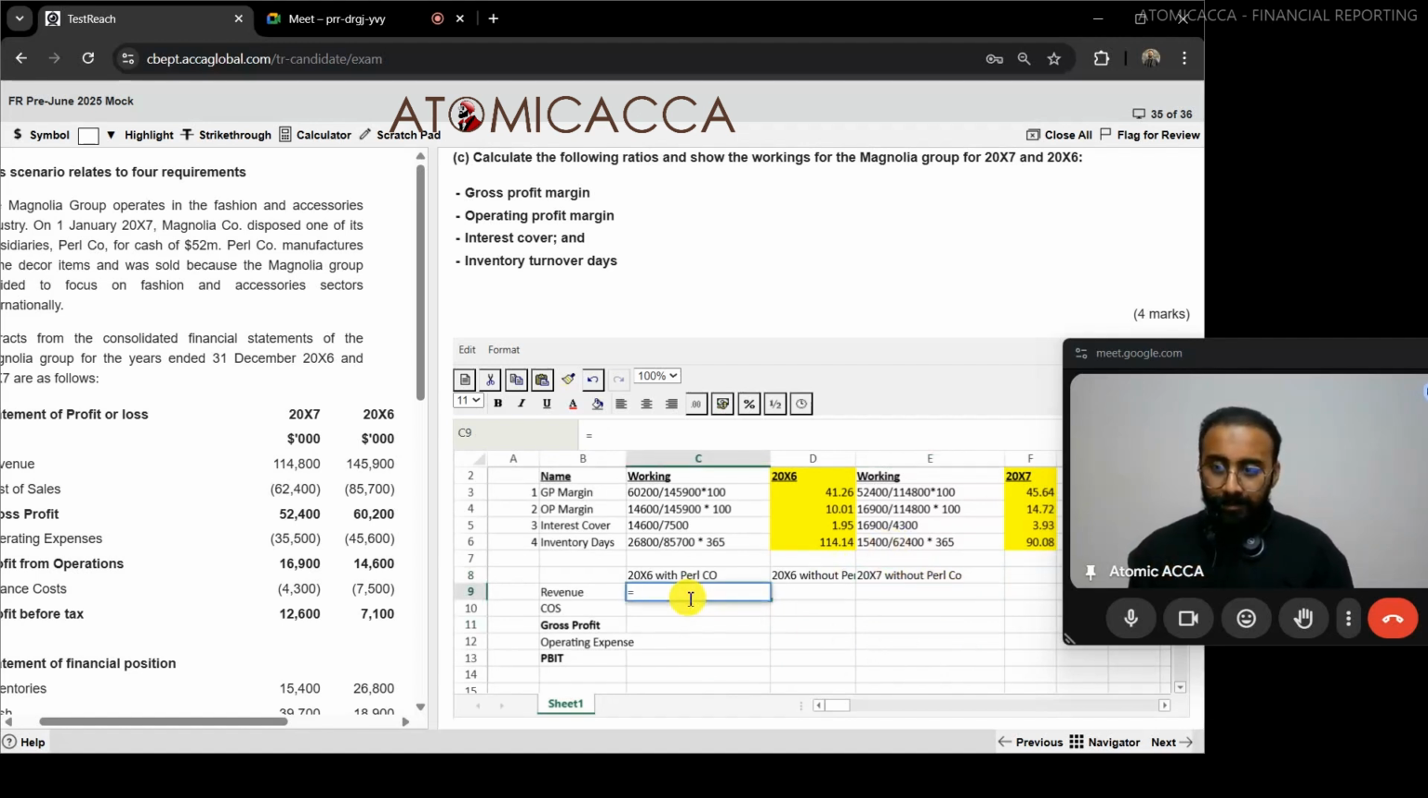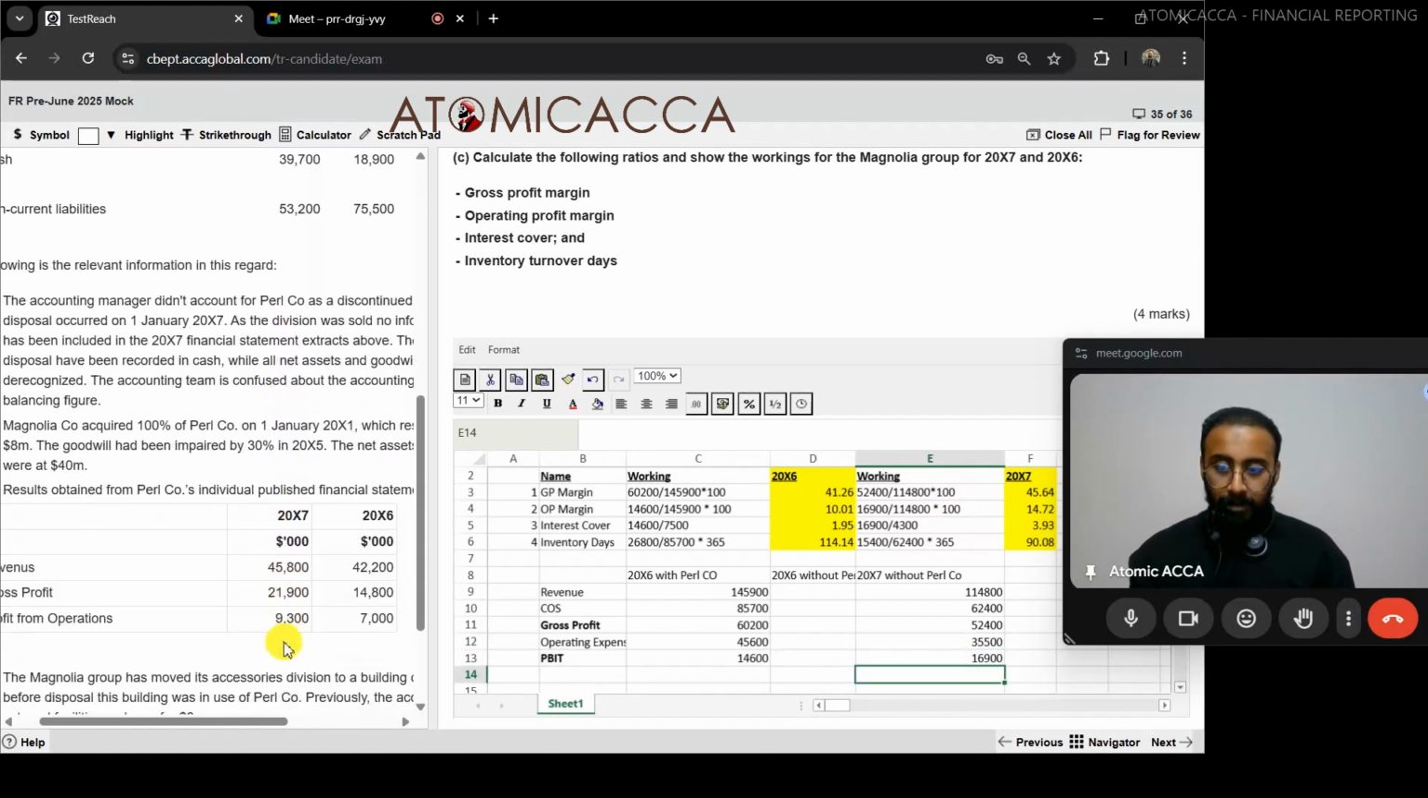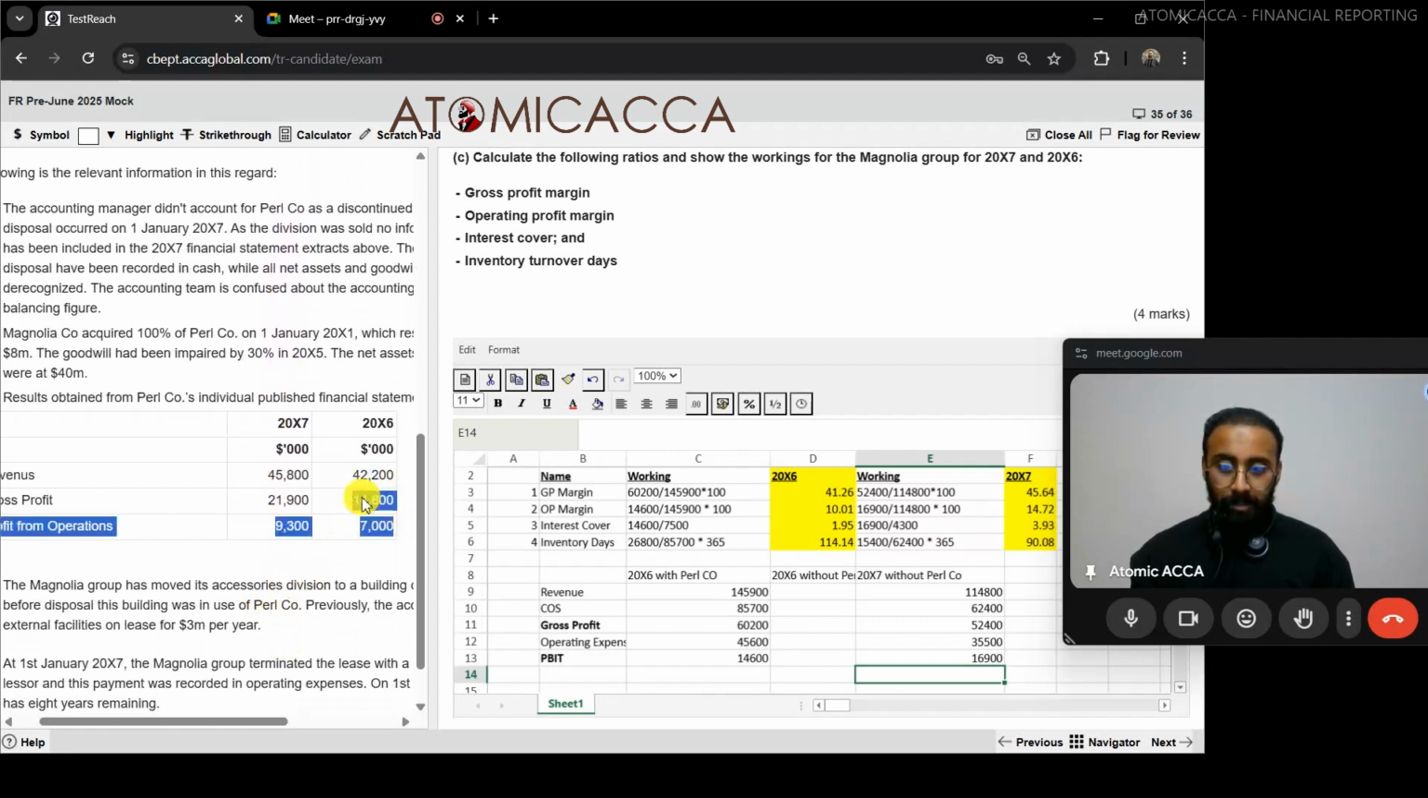How will we do that? Revenue over here for 20x6 is 145,900, 85,700, 16,200. Operating expenses given 45,600, and finally we have 14,600 over here. What are the figures without Pearl company? 114,800, 62,400, 52,400, 35,500, 16,900. Now we have the SOPL for Pearl company alone in 20x6. I can minus this information out and see what the situation is.